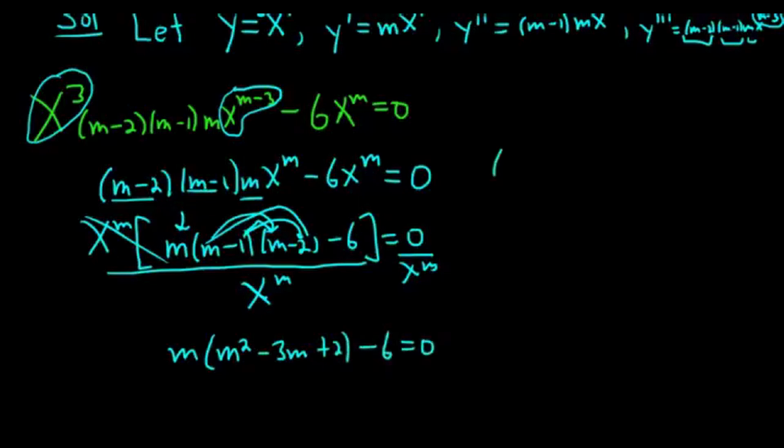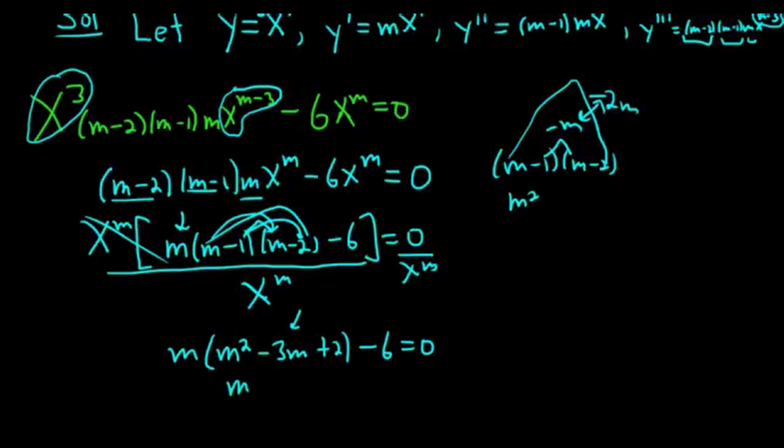So I just used some fast multiplication there. So m minus 1, m minus 2. So m times m is m squared. And then the inside is negative m. The outside is negative 2m. When you add those, you get negative 3m. Now we can distribute the m. So we get m cubed minus 3m squared plus 2m minus 6, and this is equal to 0.